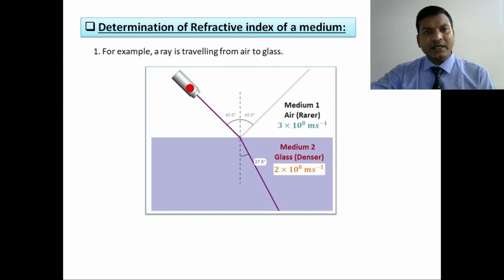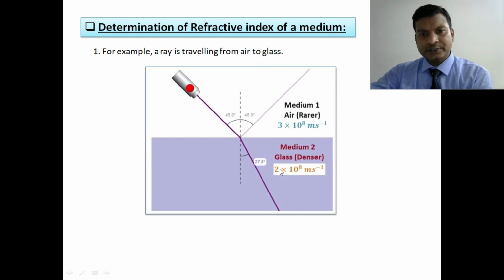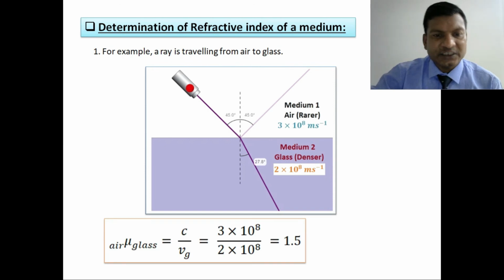Here is one example I have given for you. See, in this example, a ray is traveling from air to glass. So when the ray is traveling from air to glass, we will have to find the refractive index of glass with respect to air. The speed of light in the air is 3 into 10 to the power 8 meter per second. The speed of light in the glass is 2 into 10 to the power 8 meter per second.